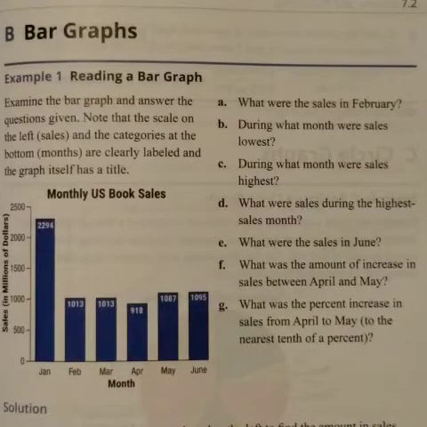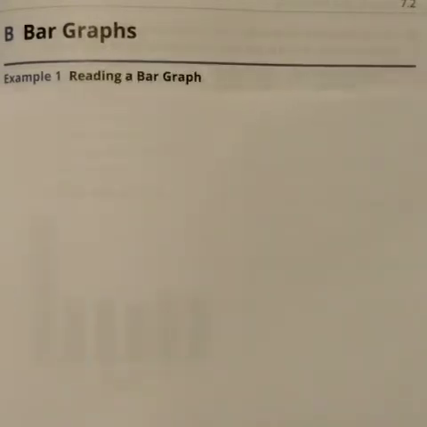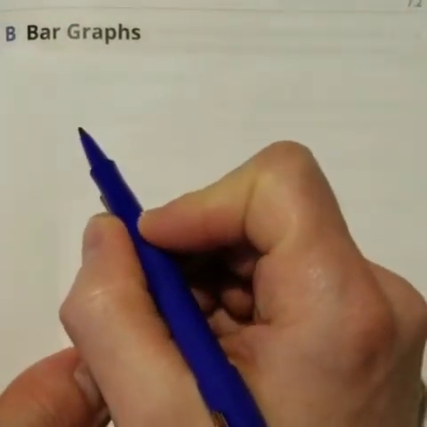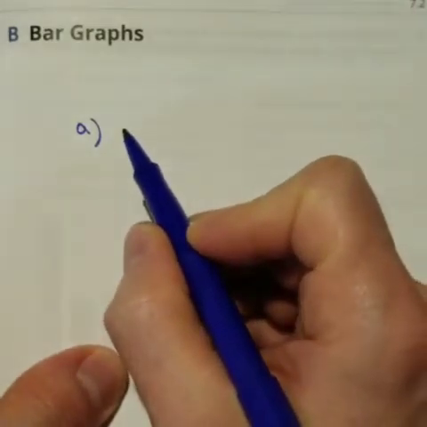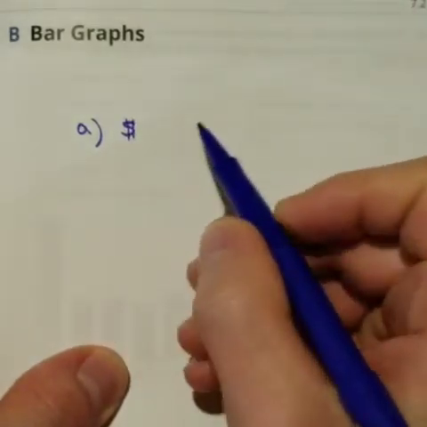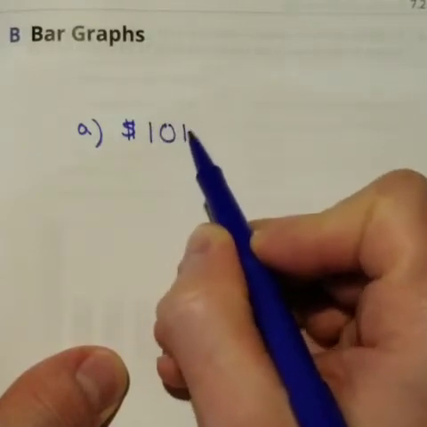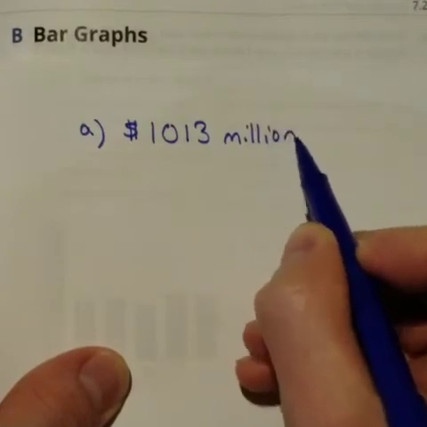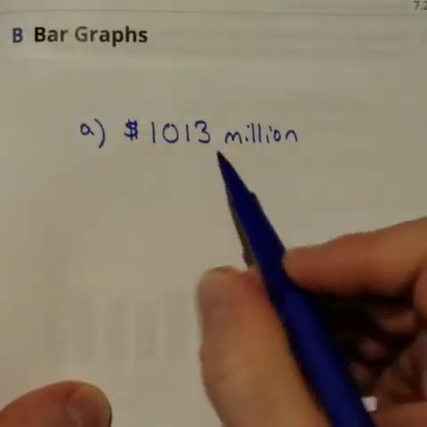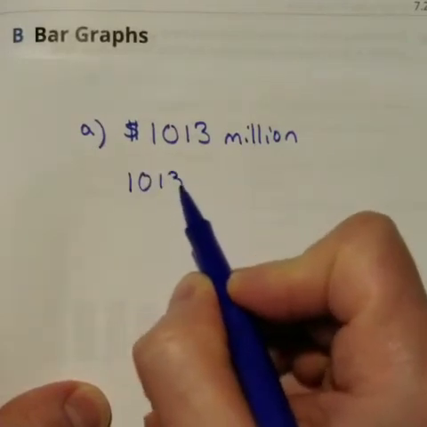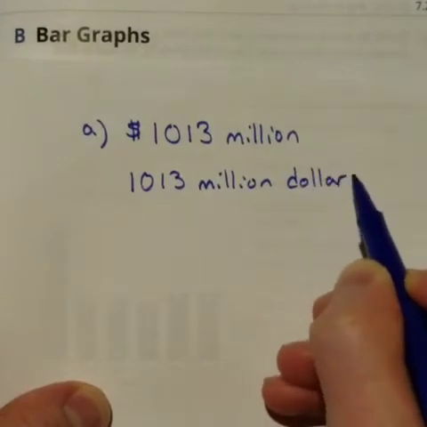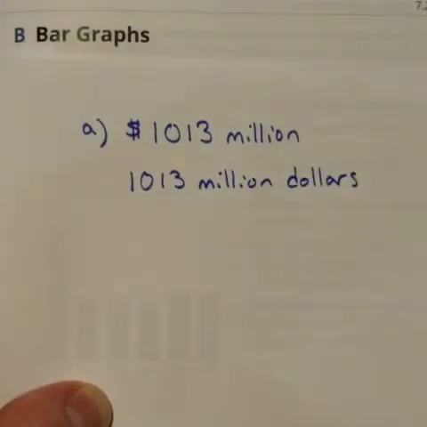Alright, so let me write that out. I'm going to cover this up for a moment so I can write on something without ruining the textbook. So part A, it says $1,013 million. There are a couple different ways you could write that out. You could just write 1,013 million and then have the dollar sign there. You could write 1,013 million dollars. That would be okay as well.